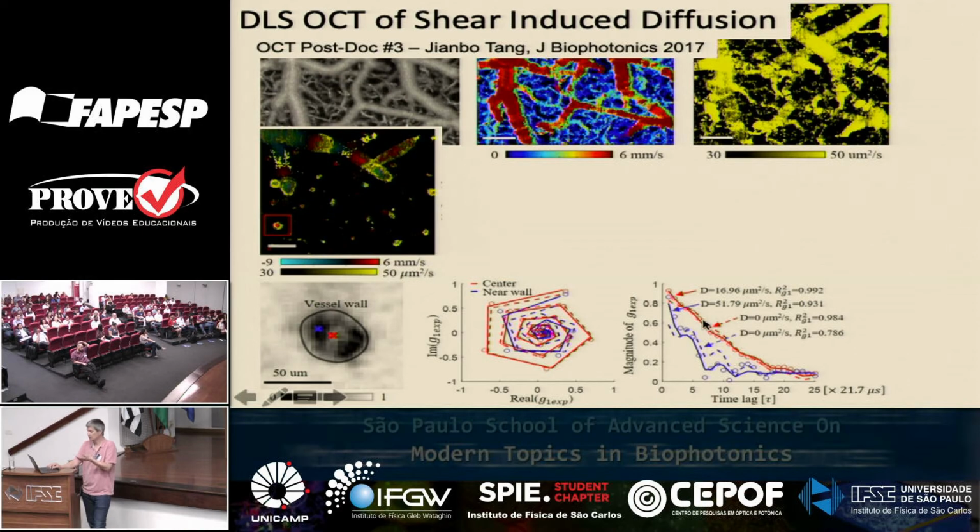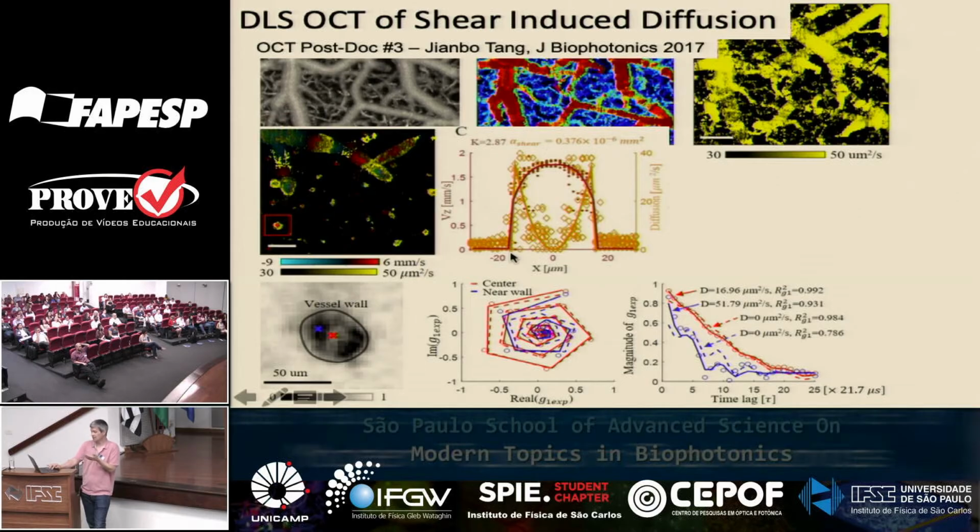And so Jumbo measured that. Basically, he's able to measure the laminar profile of the speed and the laminar profile of the diffusion coefficient, right? We expected a linear relationship between shear and diffusion. Shear is just the radial gradient of the laminar speed profile, right? And you could see that the model fits the data very well.